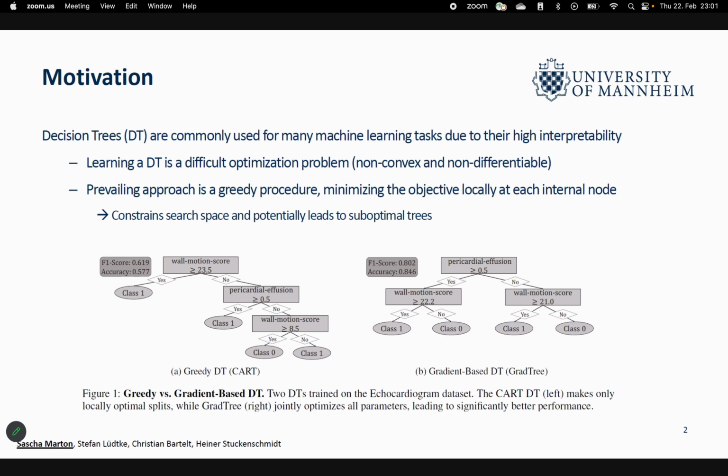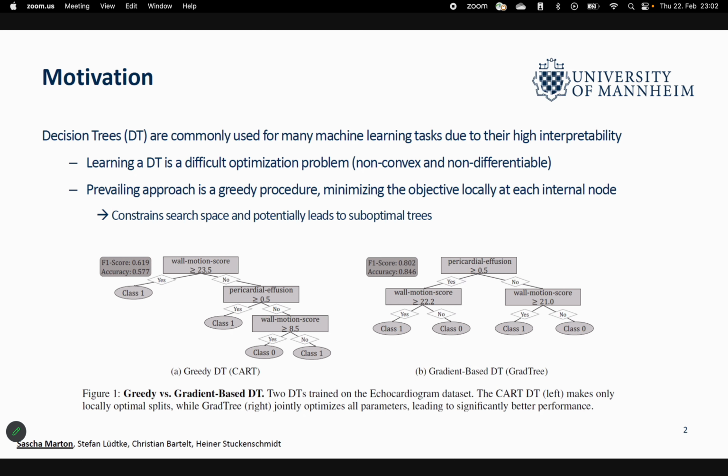Let's jump right in. Decision trees are commonly used for many machine learning tasks, mainly due to their high interpretability. However, learning a decision tree is a difficult optimization problem as it is non-convex and non-differentiable. This is why the prevailing approach still is a greedy procedure that minimizes the objective locally at each internal node. The commonly used algorithms are CART and C4.5, which I think most of you know, and they remain largely unchanged since the 1980s.